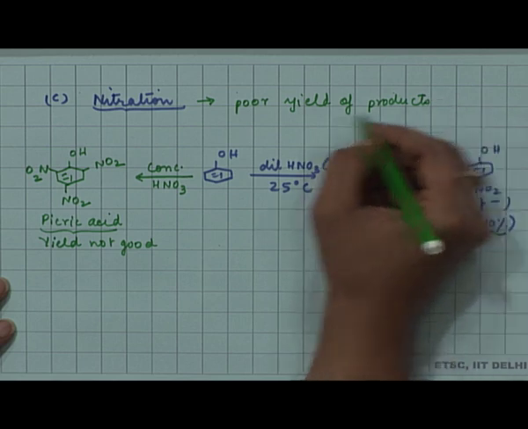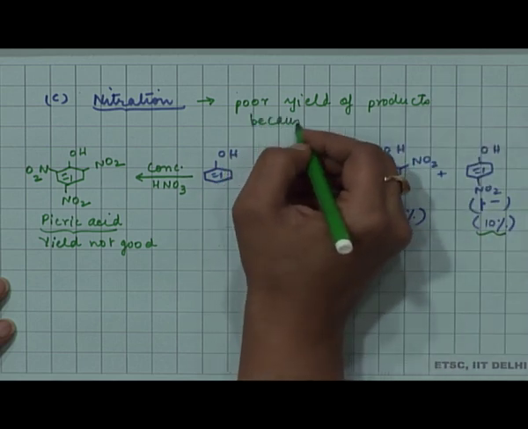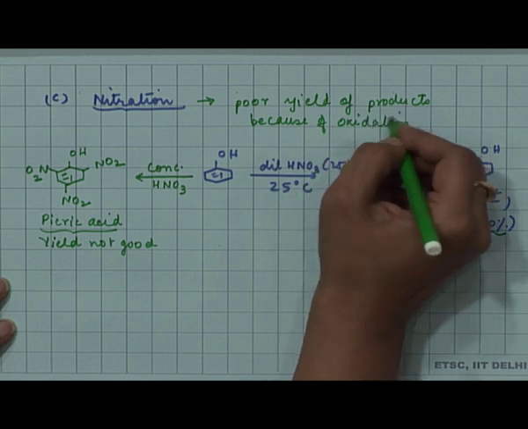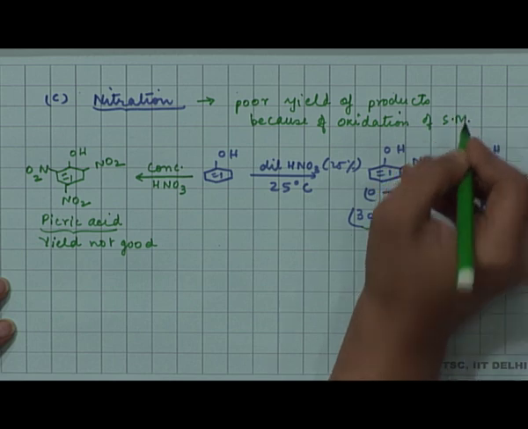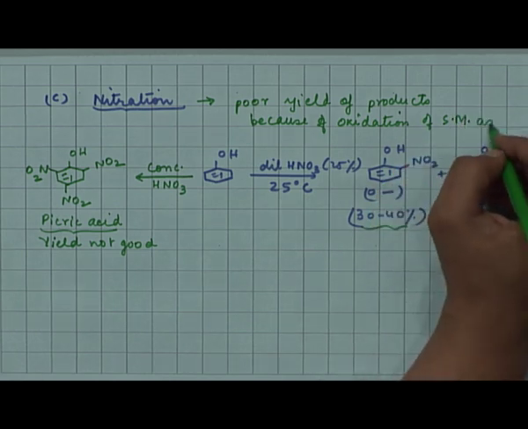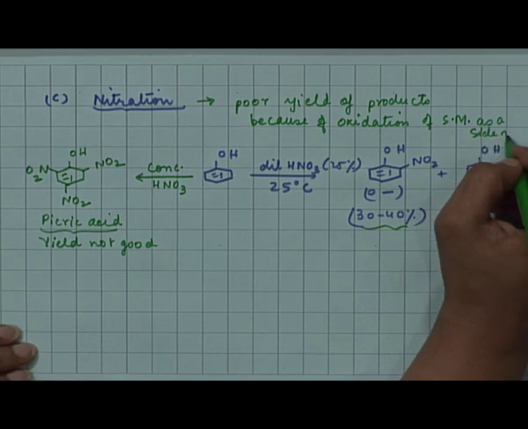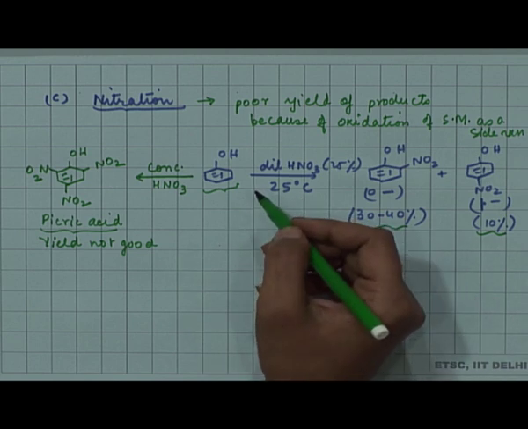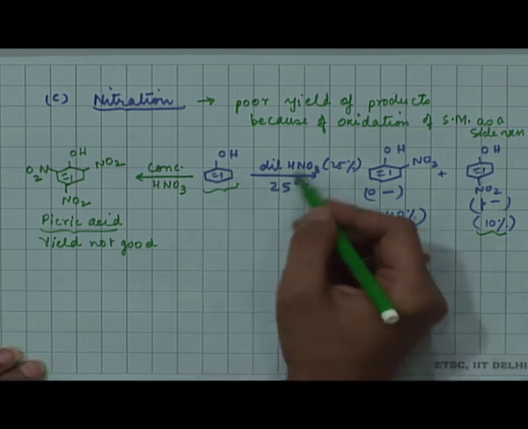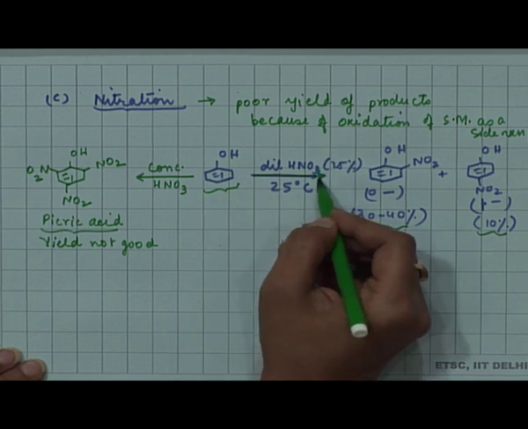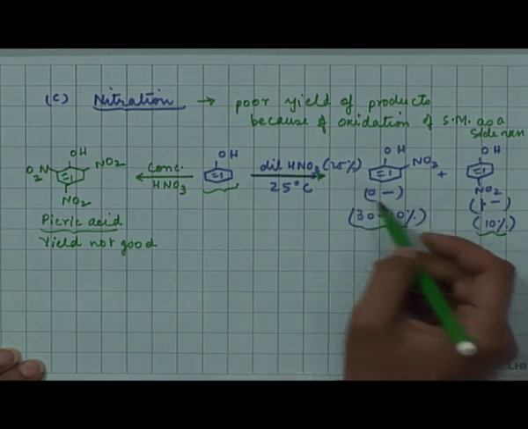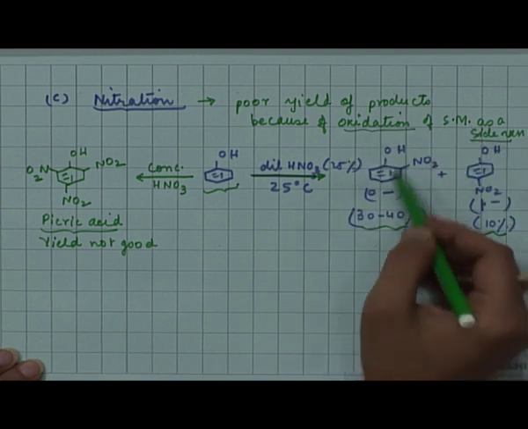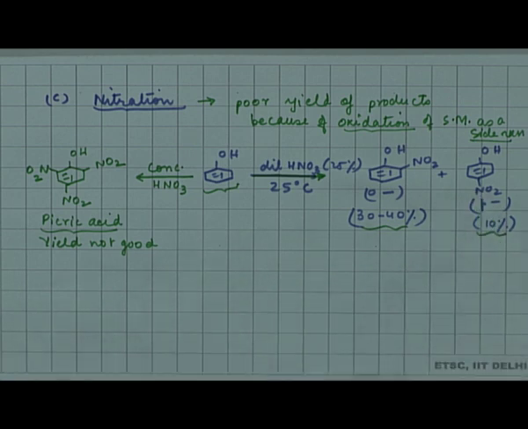and this happens because of oxidation of the starting material as a side reaction. So, the starting phenol gets oxidized, as I told you, it is quite prone to oxidation. So, in the presence of nitric acid, it undergoes oxidation and it gives you more of the oxidative side products and less of the desired nitro derivative.